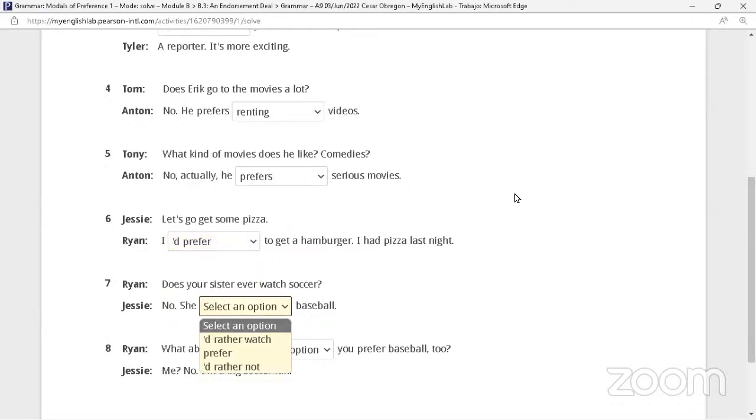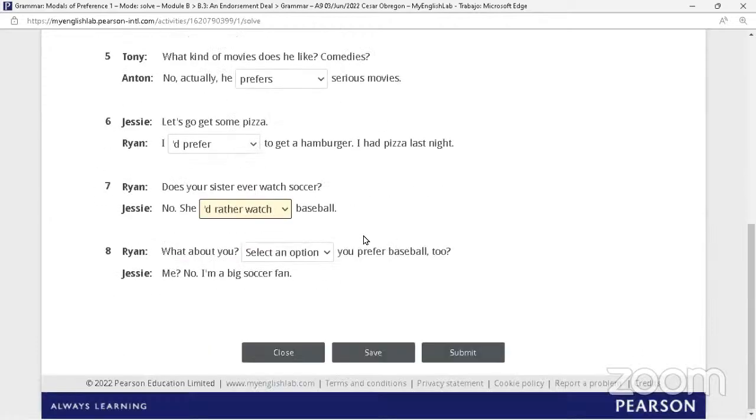Does your sister ever watch soccer? No. She'd rather watch baseball. What about you? Do you prefer baseball too? Me? No, I'm a big soccer fan.